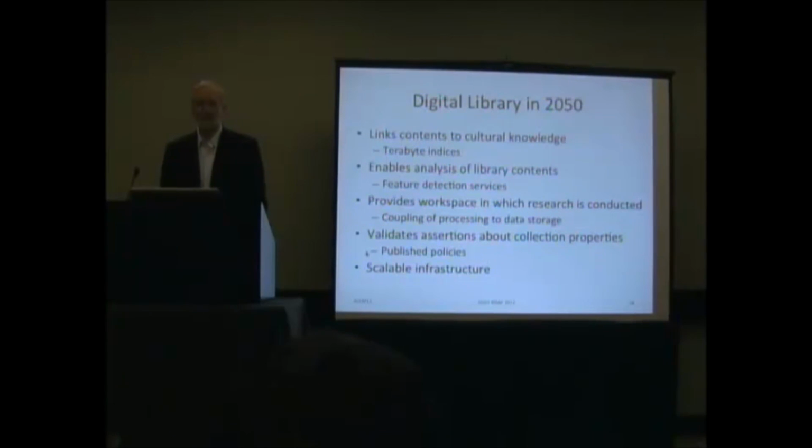A digital library in 2050 enables us to link the content to a knowledge repository represented by our community of interest. It'll have an index that's probably terabytes in size, but we're at the point now where a terabyte of index is relatively small for a collection that's petabytes in size. We'll be able to analyze the contents, so the library dynamically recreates these indices. It means that the researcher now has an opportunity to conduct many of their activities within the library instead of extracting their data from the library and having to do it at home.